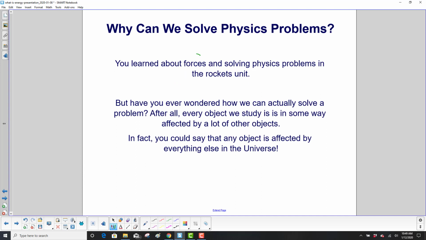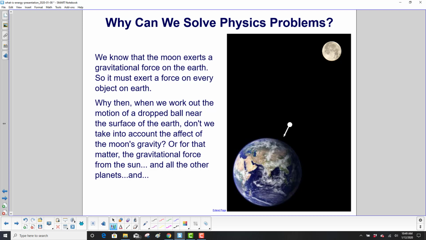We learned about forces and solving physics problems in the rockets unit. But have you ever wondered how we can actually solve a problem? After all, every object we study is in some way affected by a whole bunch of other objects. In fact, you could say that any object is affected by everything else in the universe. We know that the moon exerts a gravitational force on the Earth, so it must exert a force on every other object on the Earth. Why then, when we worked out the motion of a dropped ball near the surface of the Earth, didn't we take into account the effect of the moon's gravity? Or for that matter, the gravitational force from the sun and all the other planets?